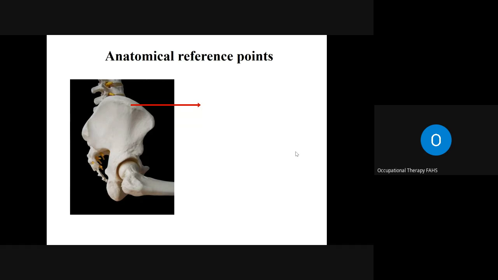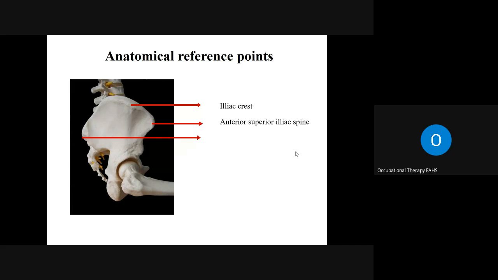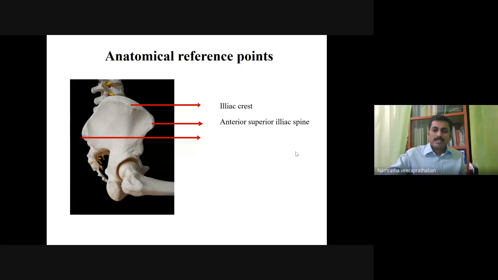Iliac crest, thank you so much. And what about this bony prominence in the pelvis? Anterior superior iliac spine, yes. Thank you. And this one, if you say anterior, the answer to the other has to be posterior superior iliac spine. Thank you. And what about this, which is in the femur?